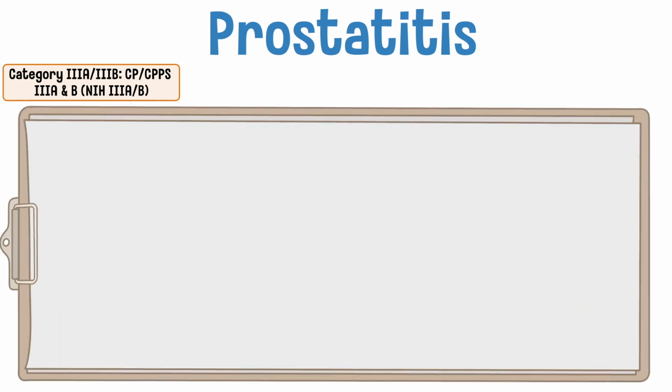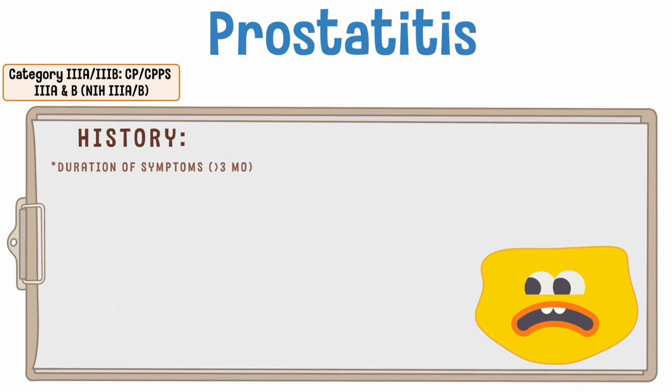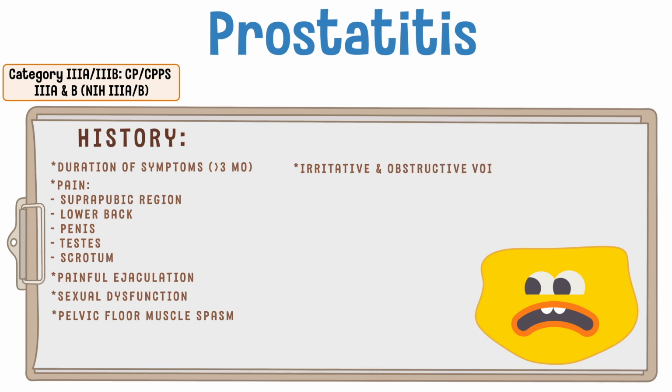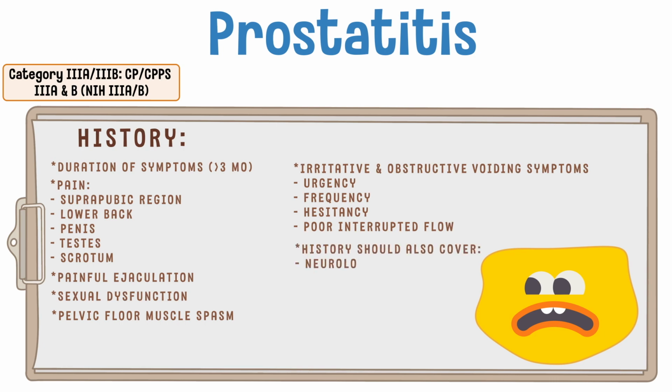For diagnosis, in history, determine the duration of symptoms, for at least 3 months. Pain in the suprapubic region, lower back, penis, testes and/or scrotum. Painful ejaculation is one of the most discriminatory symptoms associated with CP/CPPS, and a strong predictor of quality of life and severity of pain. Also sexual dysfunction, pelvic floor muscle spasm, and irritative or obstructive voiding symptoms like urgency, frequency, hesitancy, and poor interrupted flow. History should also cover neurologic, hematologic, cardiovascular, and infectious diseases.